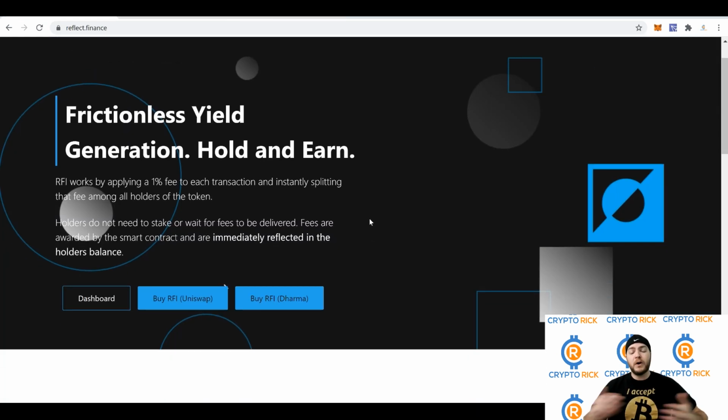Why does it matter? Well, because 1% of every single transaction gets instantly split amongst all the holders of the tokens, regardless if you're a whale or the smallest minnow on the lot. You're going to get some from every single transaction. You're going to be able to sit back and watch your token count grow. That's exciting, all in and of itself.